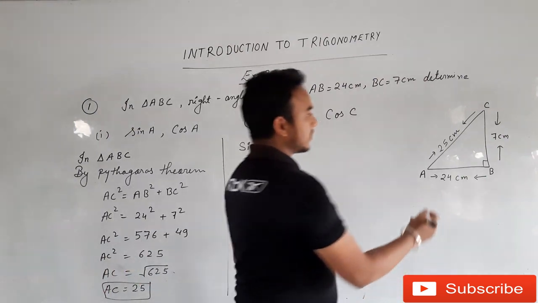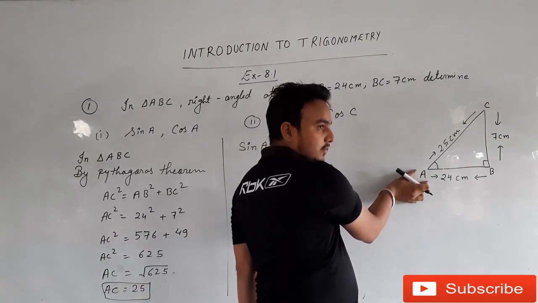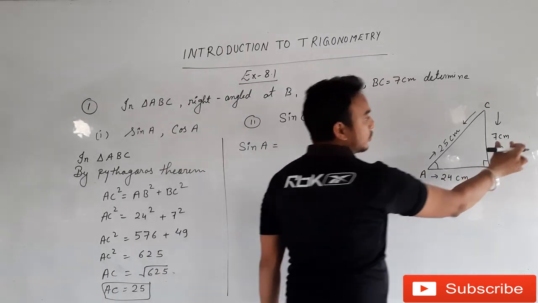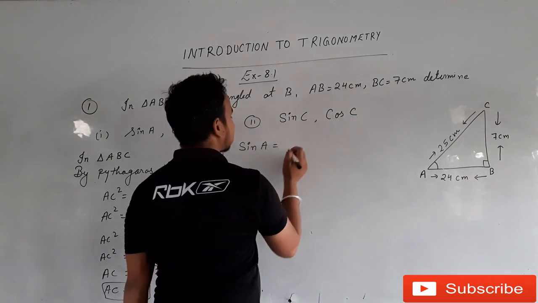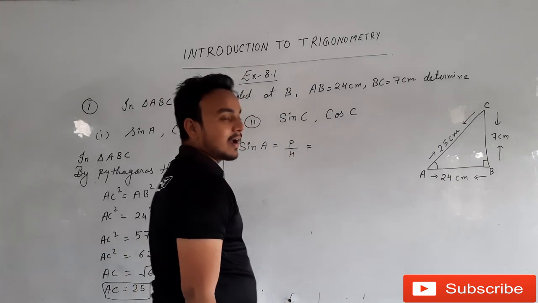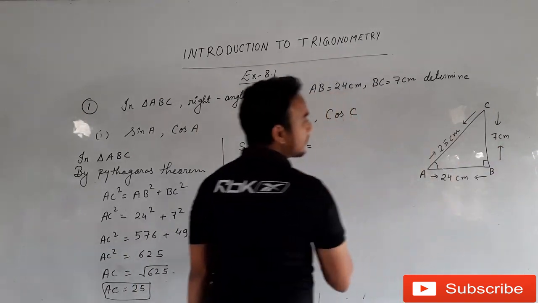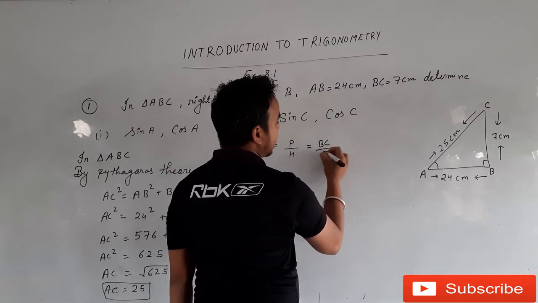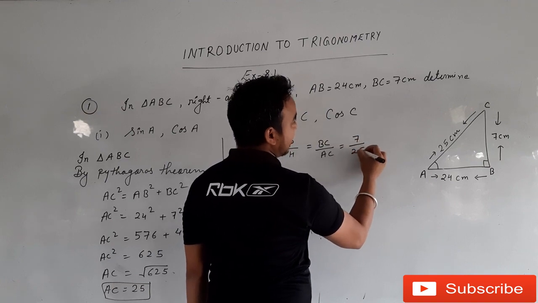In previous lecture we know that if we are talking about angle A, this will be the perpendicular and this will be the base, and we know that sin A is equal to P by H. It means perpendicular by hypotenuse. For angle A, this is the perpendicular and this is the hypotenuse. This will be BC by AC. It means 7 upon 25.